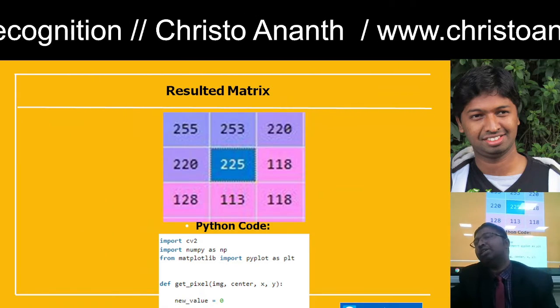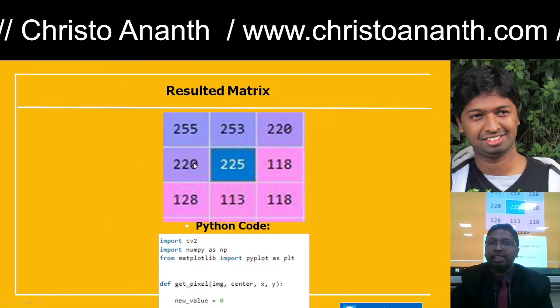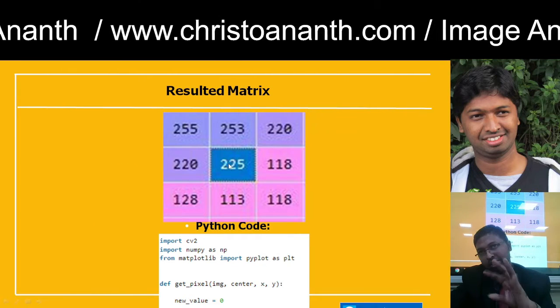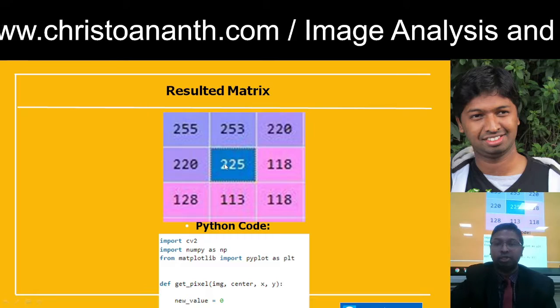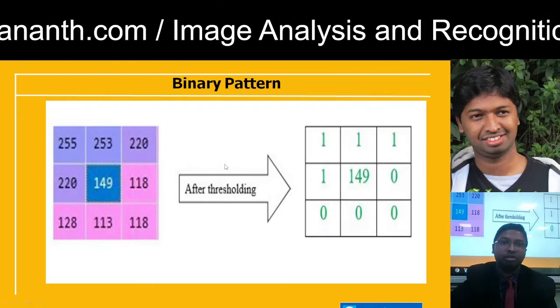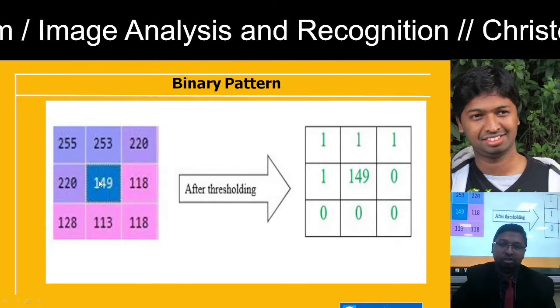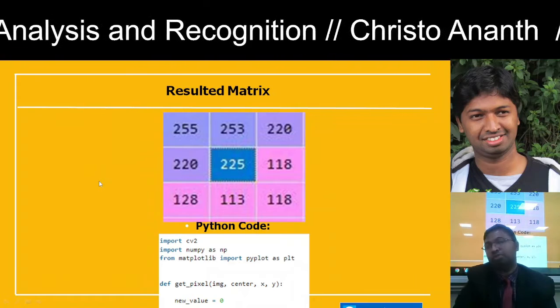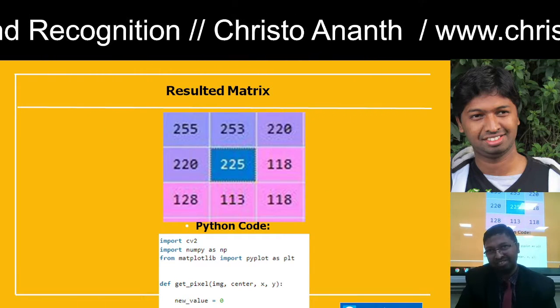So after converting to the decimal, the center part you are going to change. This is 225. Earlier you saw 149. This one you change to 225. That's all. This is the matrix.